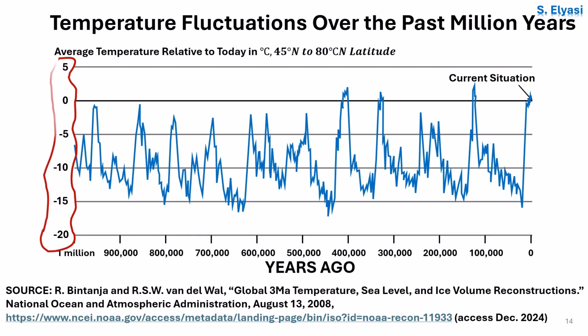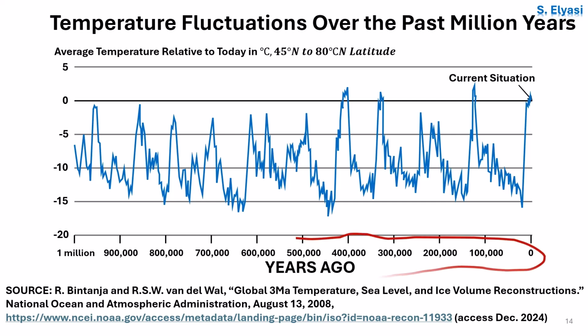The vertical axis measures the average temperature relative to today in degrees Celsius, ranging from -20 degrees C to +5 degrees C. This shows how much colder or warmer it was compared to present temperatures. The horizontal axis represents time, spanning from 1 million years ago to the present. This is broken down into 100,000-year increments, allowing us to observe temperature changes over a lengthy period.